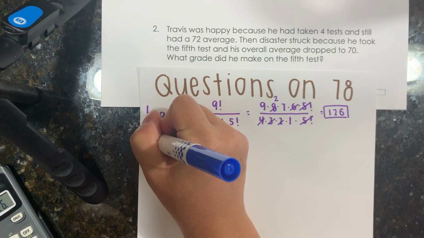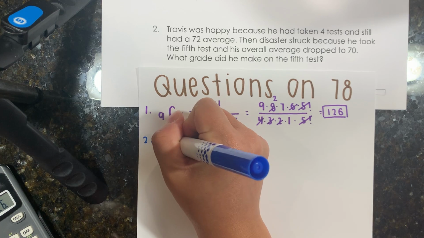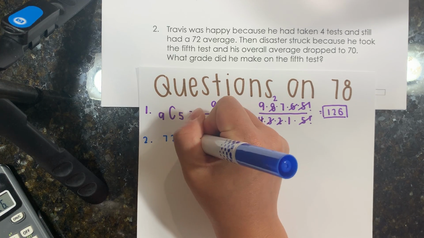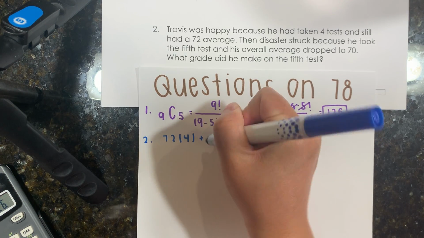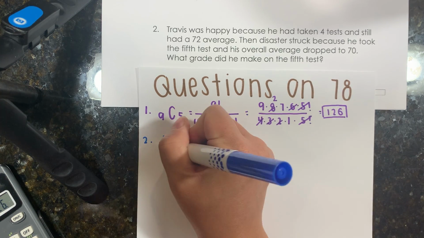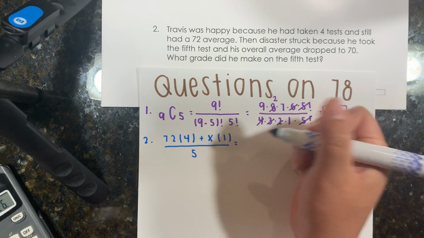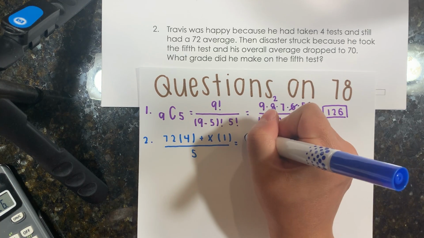Okay, so number 2, we have the total of the first 4 tests. So that would be 72 times 4 plus whatever he gets on the last test, and that would be 1 test, divided by the 5 tests, and altogether his overall average is going to be 70.